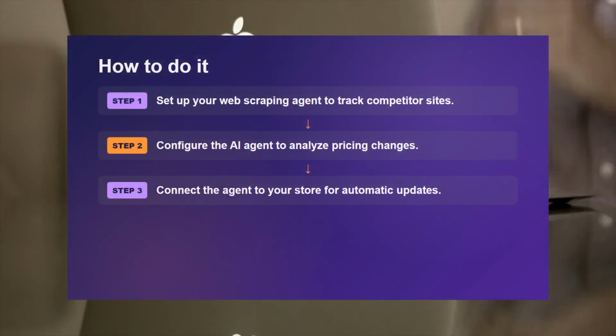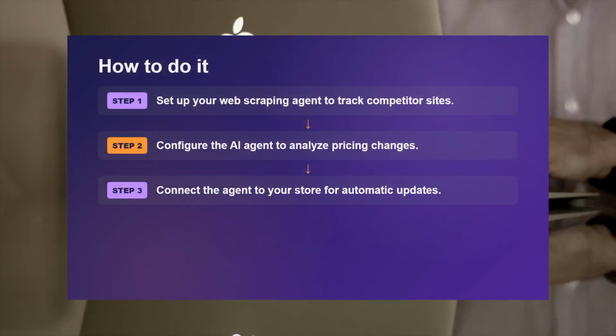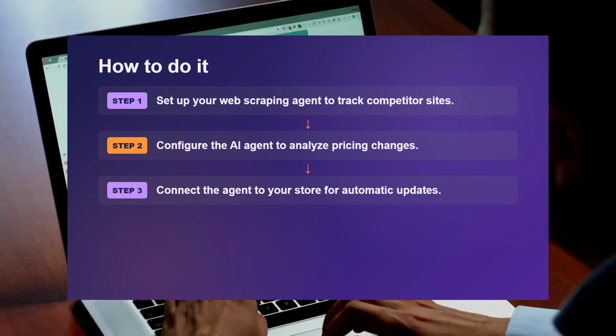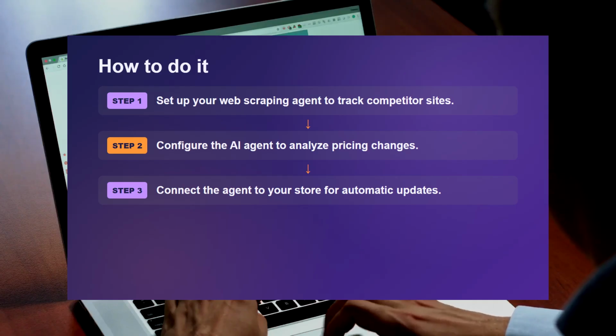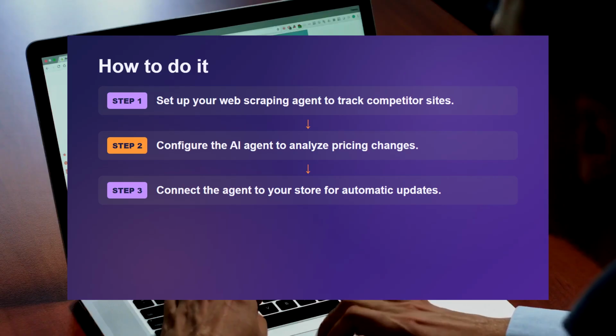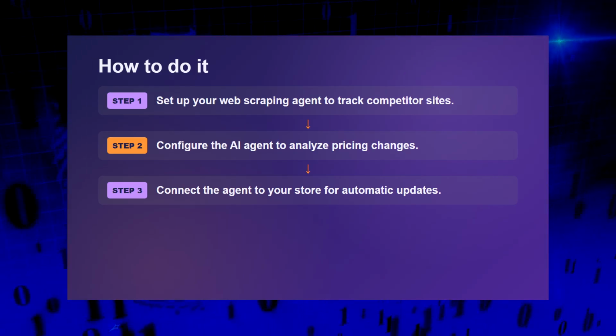Here's how Make brings it all together. You create a scenario in Make. This scenario starts when new data is available from our Scrapy Echo pipeline. Make then takes the AI's analysis. For instance, competitor X dropped price on product Y by 10%. It then connects to your e-commerce platform, whether it's Shopify, WooCommerce, or another, and executes a predefined action, like updating your product Y's price by 8% to undercut the competitor.